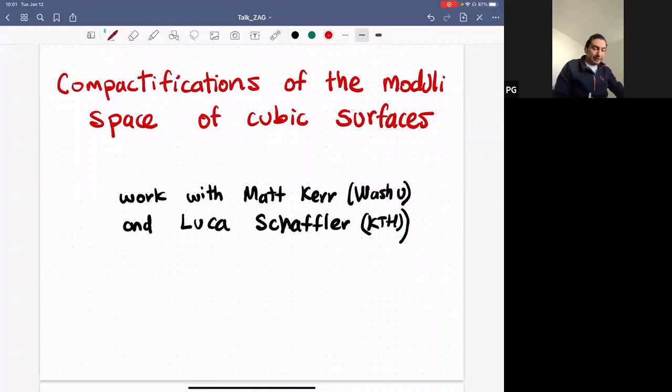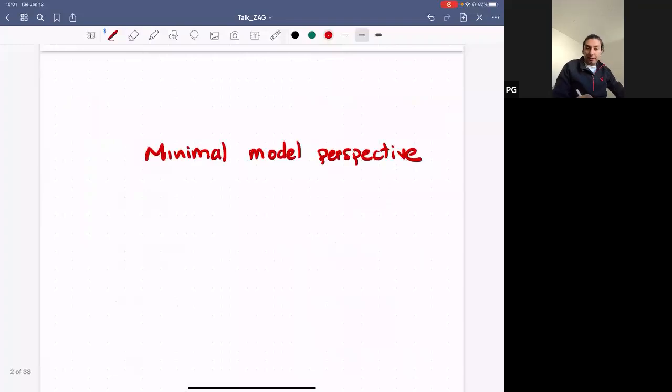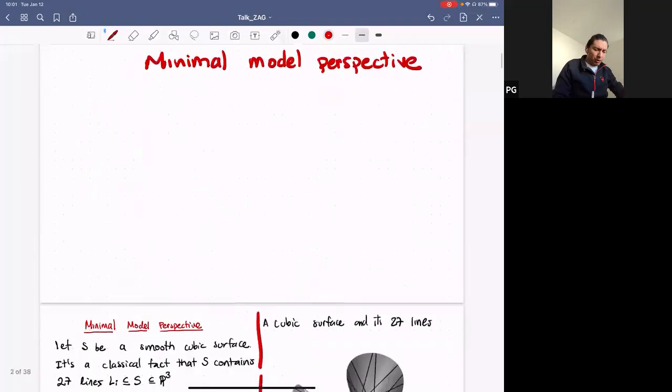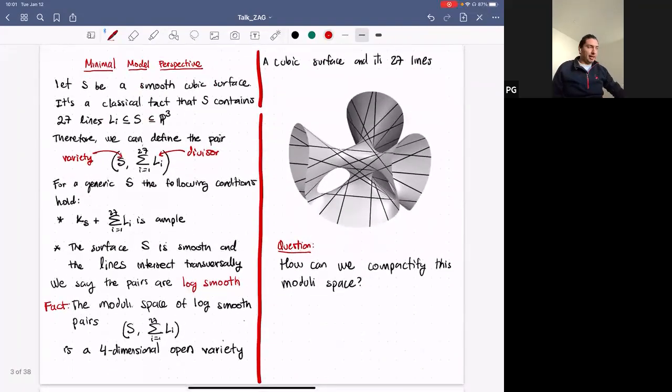So let's start with this. We want to compactify this moduli space. I want to start with one perspective, the so-called minimal model perspective. What do we do in that case? In the minimal model perspective, what we have is a smooth cubic surface. And it's a classical fact that that cubic surface has 27 lines on it.